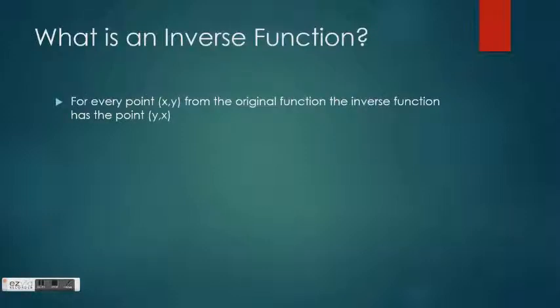First one is for every point (x, y) from the original function, the inverse function has the point (y, x). So for every point from the original function, you can just flip the order, and you know that that point's going to be on your inverse function. So if you only have just a small set of points for your function, it's quite easy to find the inverse.